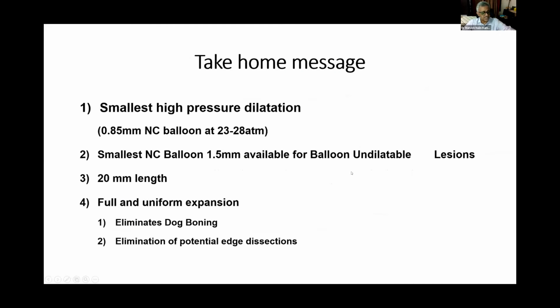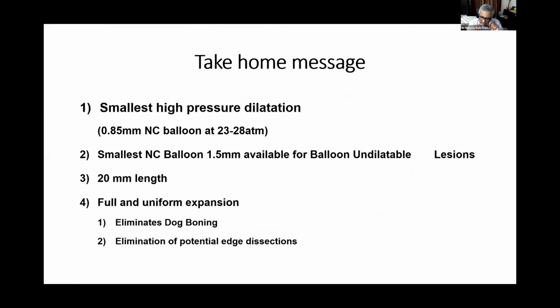So the take-home message I would like to say is very simple: the smallest high pressure balloon is a 0.85 mm NC balloon, which can go up to 23 to 28 atmospheres. That helps you to go in and make a way through the lesion. The smallest OPN balloon is 1.5 millimeter with two markers. It is 20 millimeters in length.